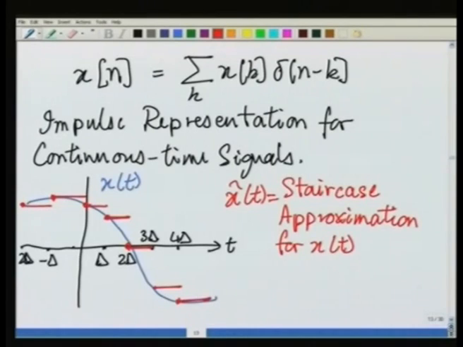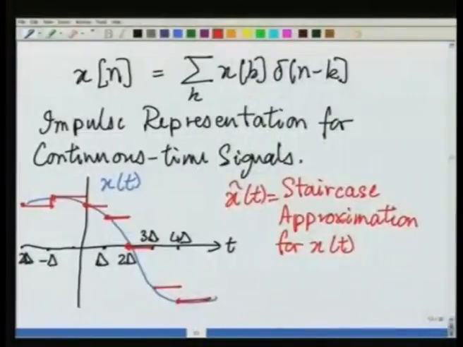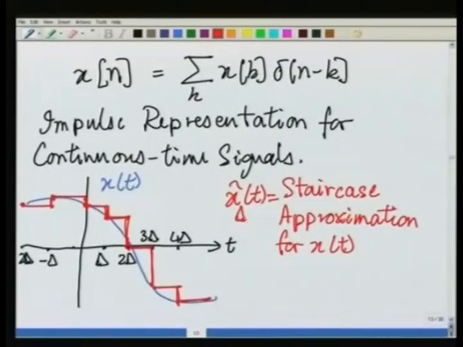Just for psychological convenience, I will have risers for the staircase as well. I will connect these parts of the staircase by vertical lines, knowing fully well that that is frowned upon by the purist. So, this red function is the staircase approximation x hat t of x t. Now, because it has discretized the continuous time using a unit that we have called delta, I will actually call this x hat subscript delta of t.